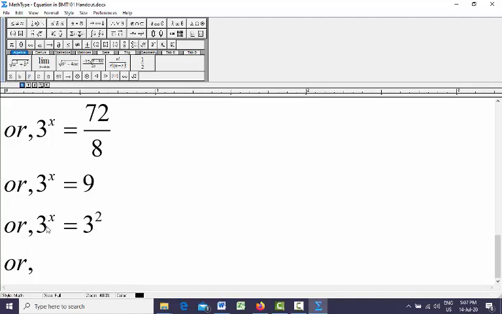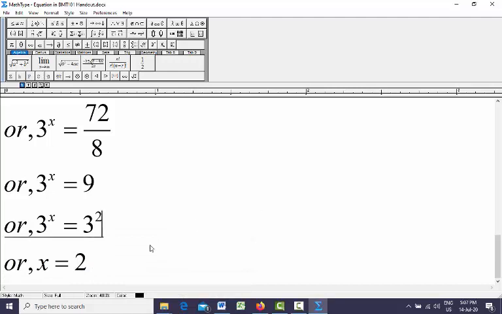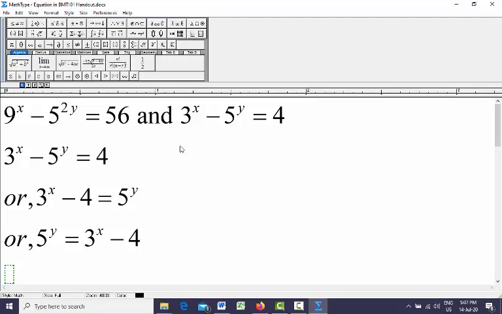So as you can see, on the left hand side the base is 3, and on the right hand side also the base is 3. So since the bases are the same on both sides, only the powers will be equal to each other. So that means x is equal to 2. So now we already got the value of x. Now we need to find the value of y.